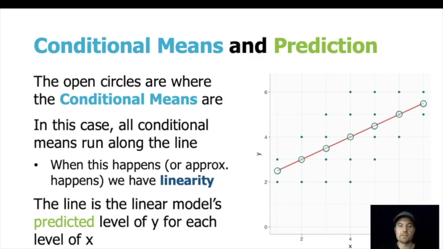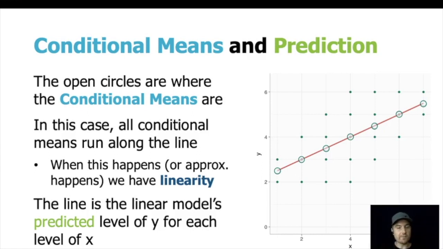This is what happens, or approximately happens, when we have an assumption called linearity. We'll talk about that later. When the best fitting line truly is completely linear, then this is what is going to happen. What's also cool about that line is that the line is the linear model, or the regression model. It's the predicted level of y for each level of x.